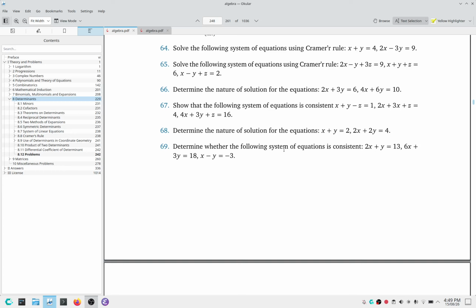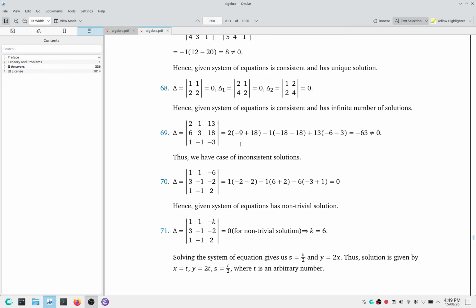Question 69 is another system of equations question. 2x plus y is equal to 13, 6x plus 3y is equal to 18, x minus y is equal to minus 3. So we evaluate delta is not equal to 0, thus we have a case of inconsistent solutions.